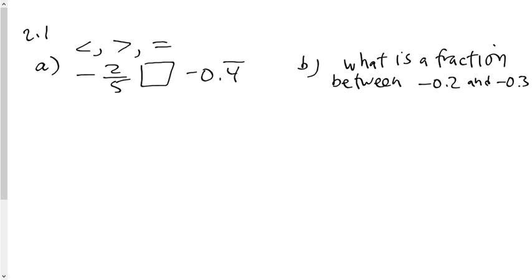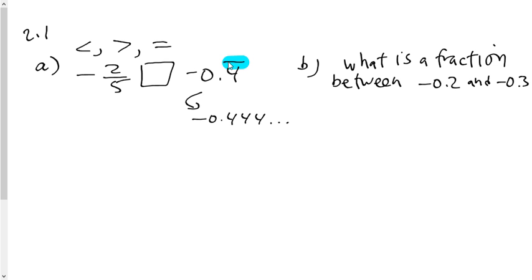The first question from 2.1 gives us two questions. It says, A, which is greater than, less than, or equal to: negative 2/5 and negative 0.4 repeating? Remember, this little line here means it's repeating. So if we think about what that means, it actually is the same thing as negative 0.444 dot, dot, dot, right? That's negative 0.4 repeating.